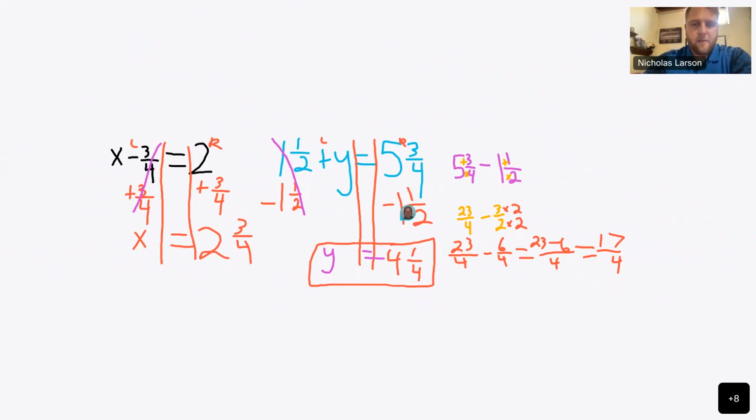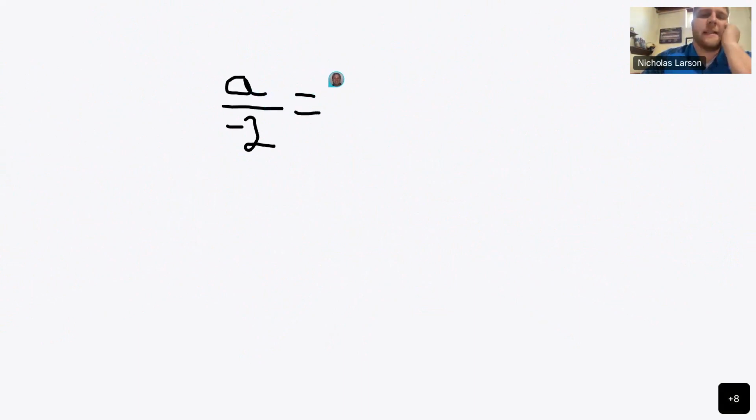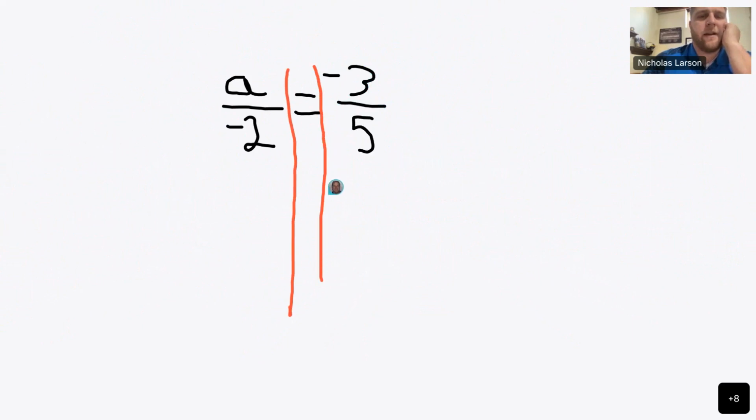Let's talk about solving with multiplication, and then we will move on. Okay, so if I have a variable in my numerator, again, let's use the letter A over -2 equals, let's say, -3/5. Again, I need to separate this. My goal is to solve for A. How am I going to find A?